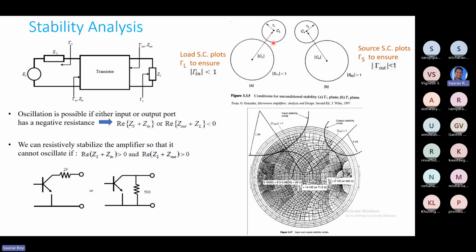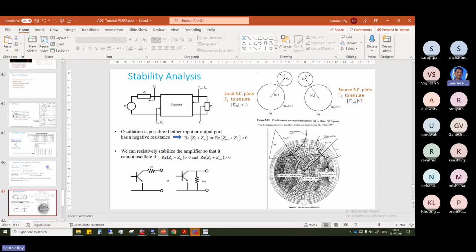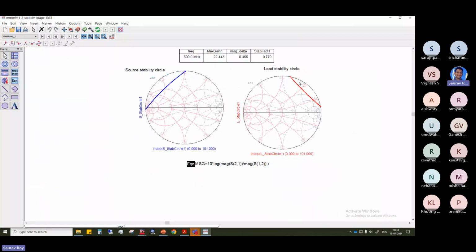Okay. But that does not happen generally. Just what we have now, we'll go back there and see. See what we had. This is the load side and this is the source side. Both of these cases are inside. That means this overlap zone here is unstable. So what we want to do is push them to the boundary or even outside. Okay, that is what we want.